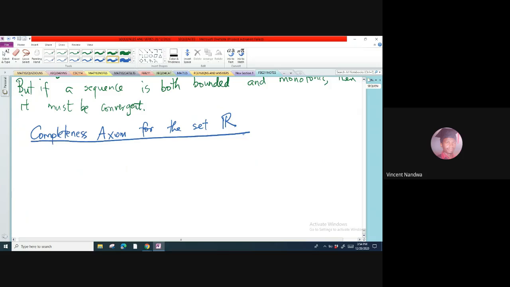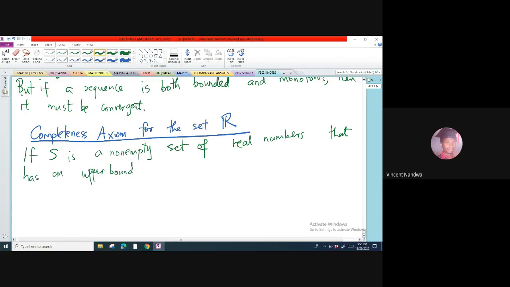Completeness axiom for the set of real numbers. It states that if S is a non-empty set of real numbers that has an upper bound, then S has a least upper bound.